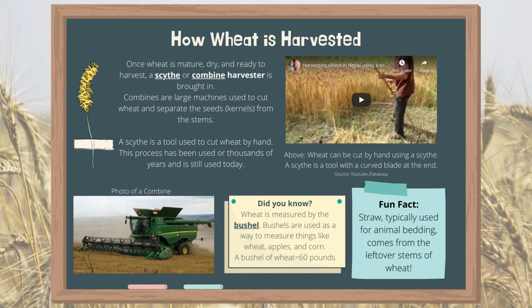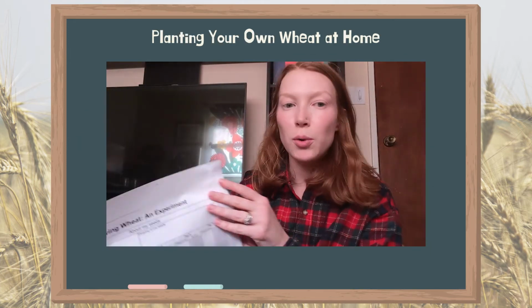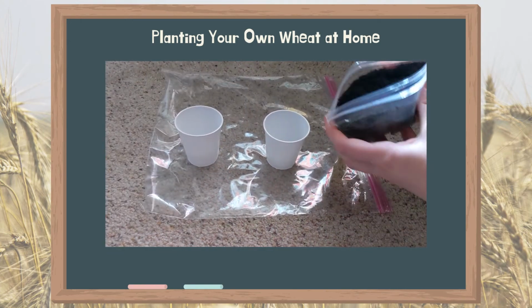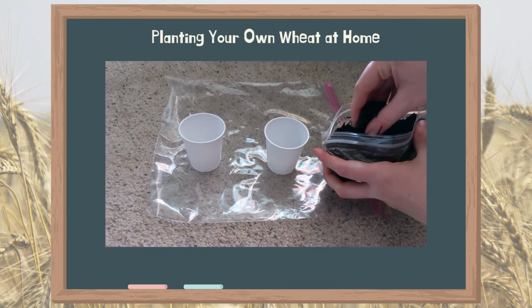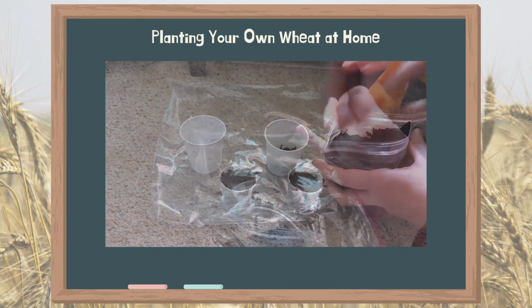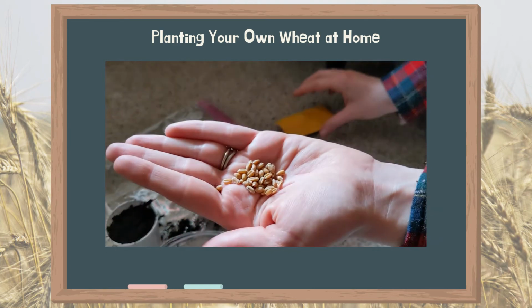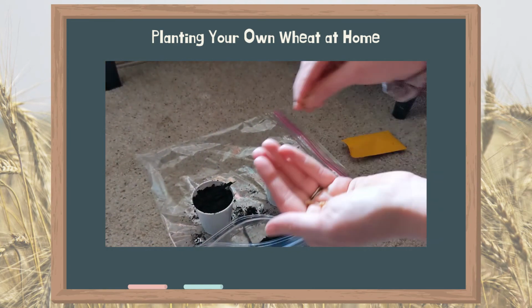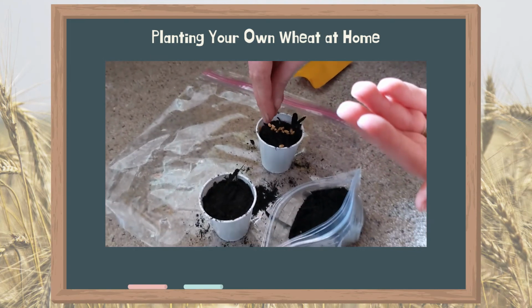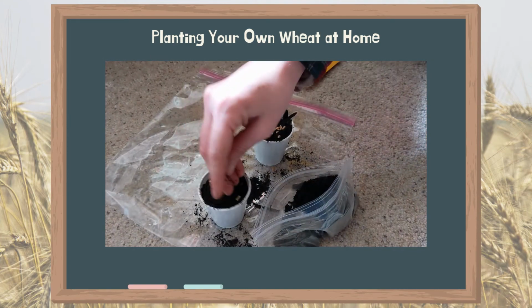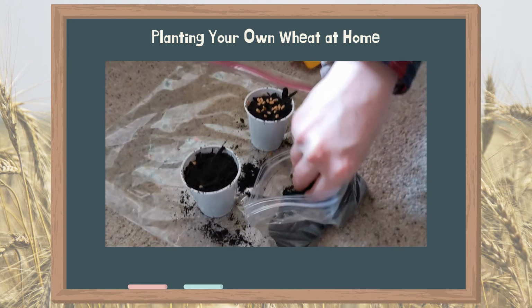Now I want to walk you through your own wheat experiment that you will be conducting from home. So what you're going to do is take your 2 cups. You're going to put a little bit of soil in both, so fill them up to the top. And then you're going to sprinkle half of your seeds in one cup and half of your seeds in the other cup. And you're going to put one of your cups in a very dark place away from the sun. You're going to keep that watered. You're going to check on it every day. And then you're going to take the other cup and put it in a nice sunny window and water that as well.